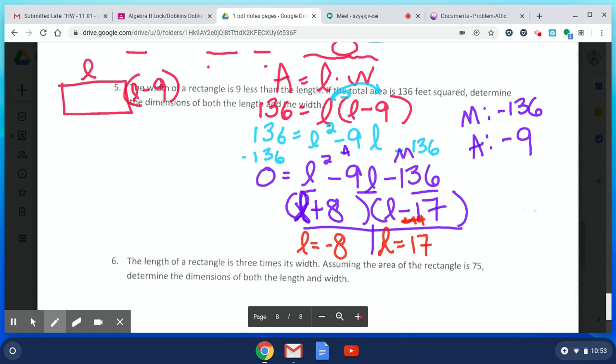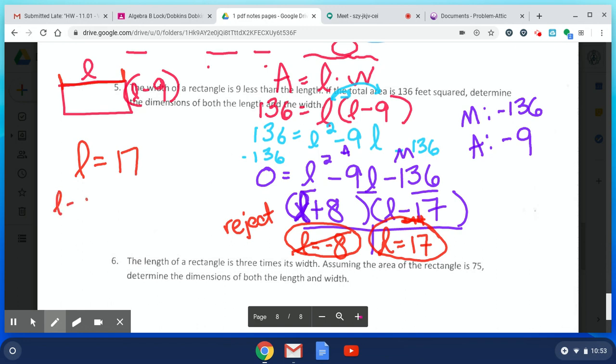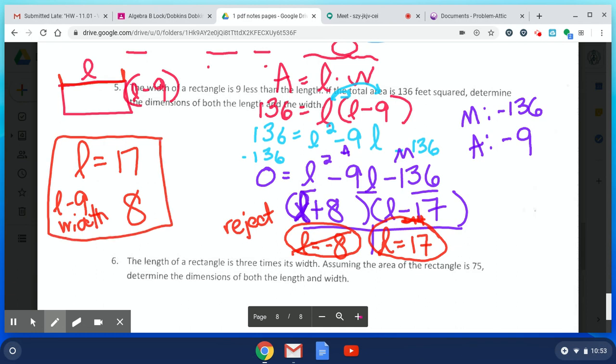So from there, can we have a length being negative 8? Can we say from here to here is a negative measure for that rectangle? We can't. So we're going to reject the negative, and we're going to keep the length as 17. So therefore, the length is 17 units or feet in this case. And the length subtract 9 represents our width, which is going to be 8. So that 8 times 17 does give us that 136.